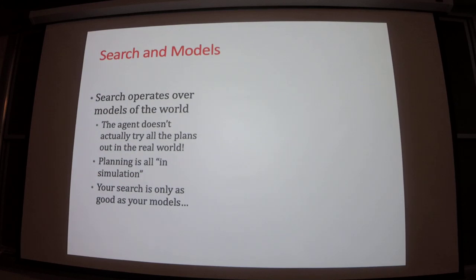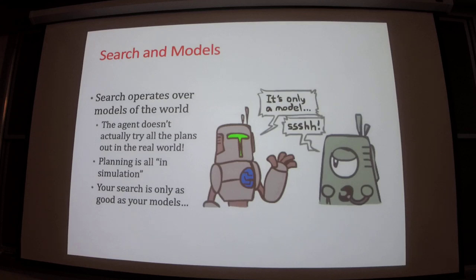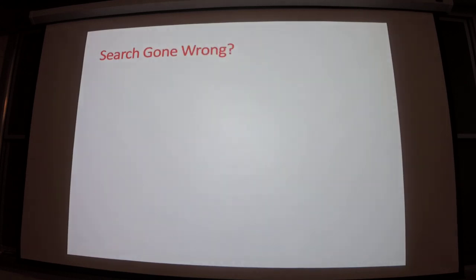So real quick, we talked about this search operating over models in the world. It's not actually planning in the real world. That would be too difficult. It's planning in simulations. So your search is really only as good as your model. So if your model's not very good, that can be a problem, right? So let's look at some examples of that.